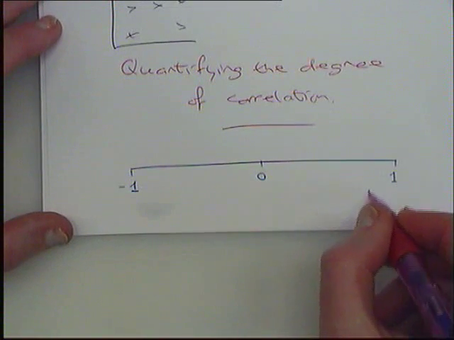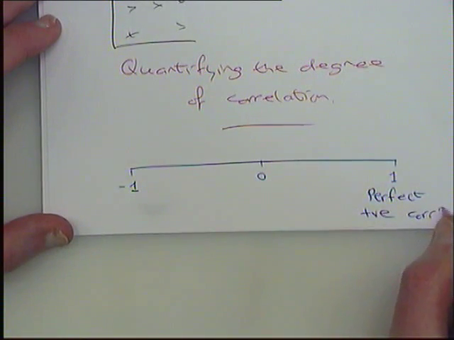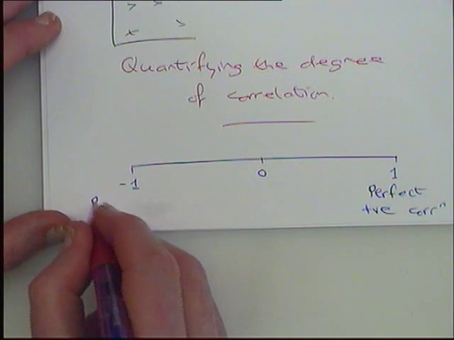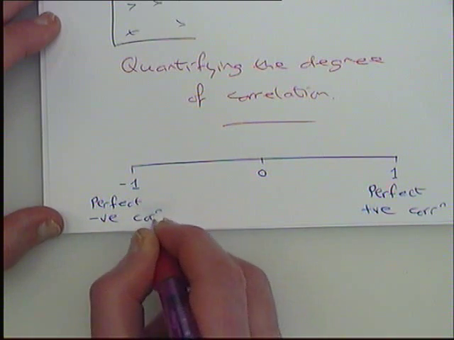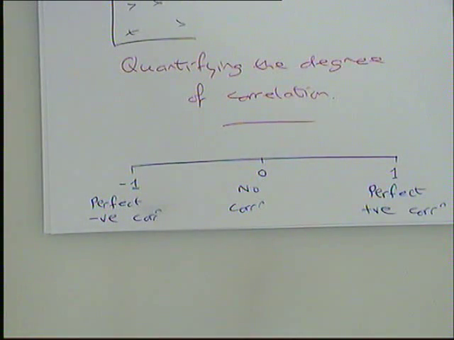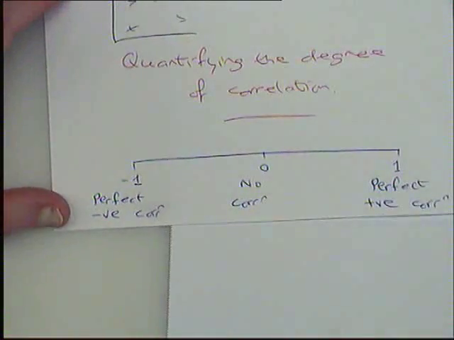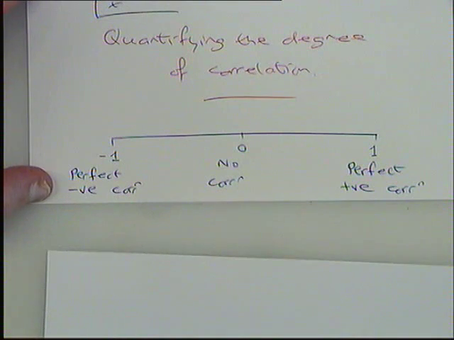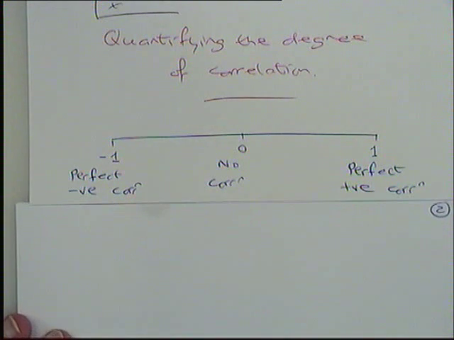So positive 1 would represent perfect positive correlation. Negative 1 would represent perfect negative correlation. And 0 in the middle, no correlation. But how many numbers are there between -1 and 1? Loads. An infinite number, yeah. There are an infinite number of values between there. So what we're going to look at is how we can put numbers on them. And there are two methods.